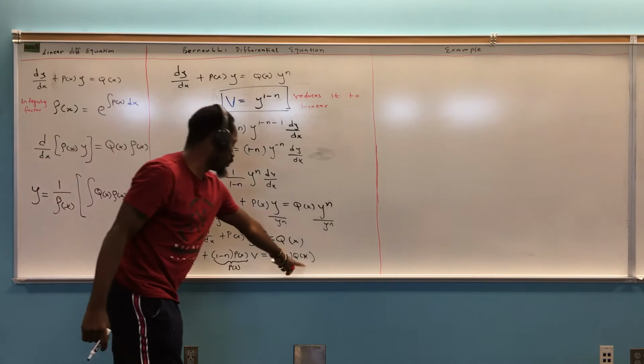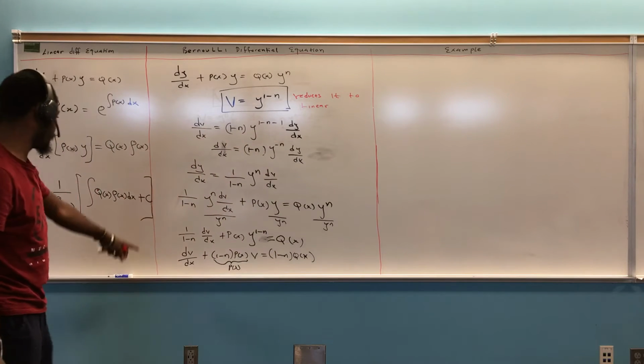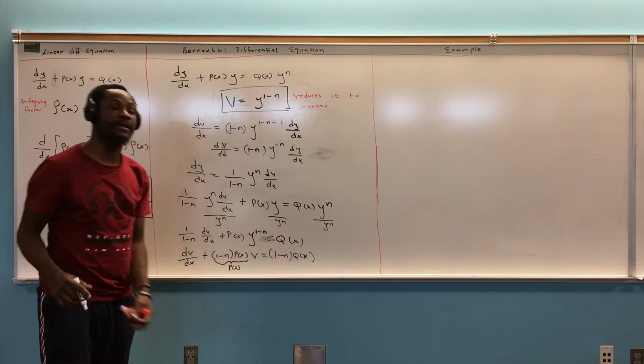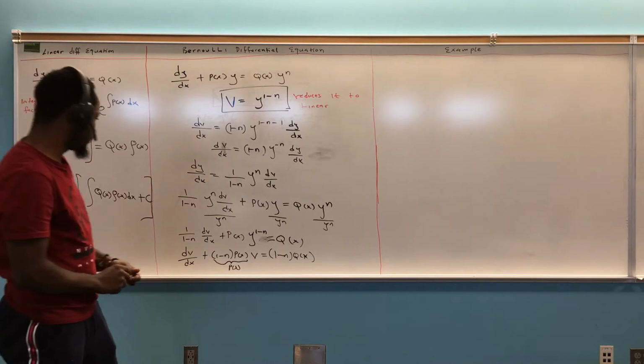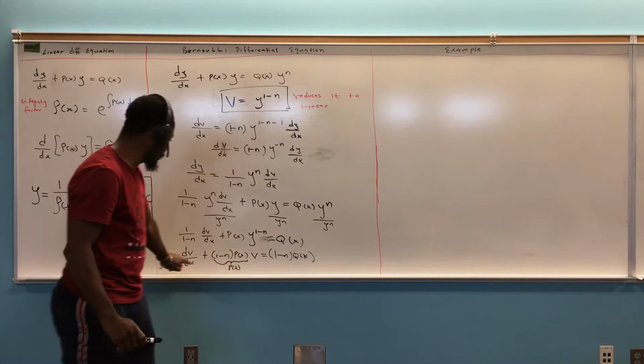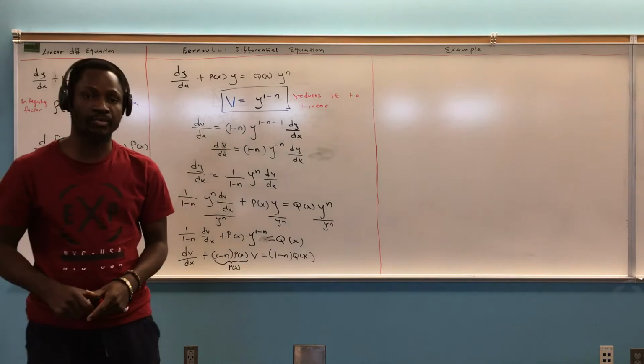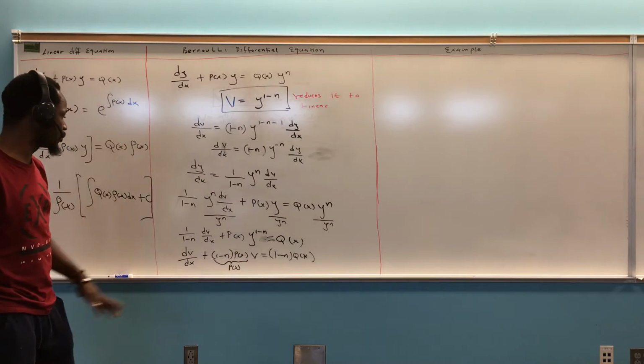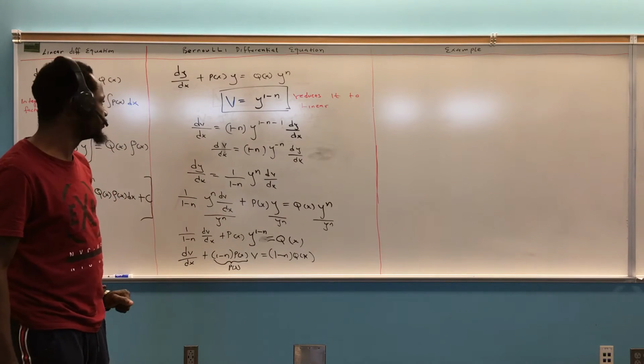And your new q of x is all this together. But if you look at it, it is exactly linear with dependent variable v, and your independent variable is still x. Now you can use this approach to solve it.